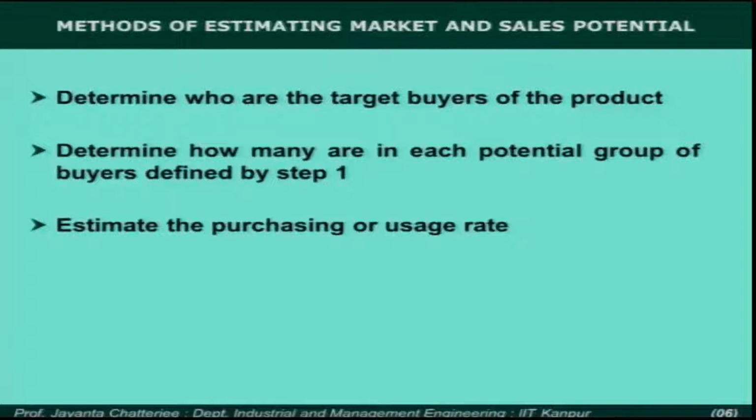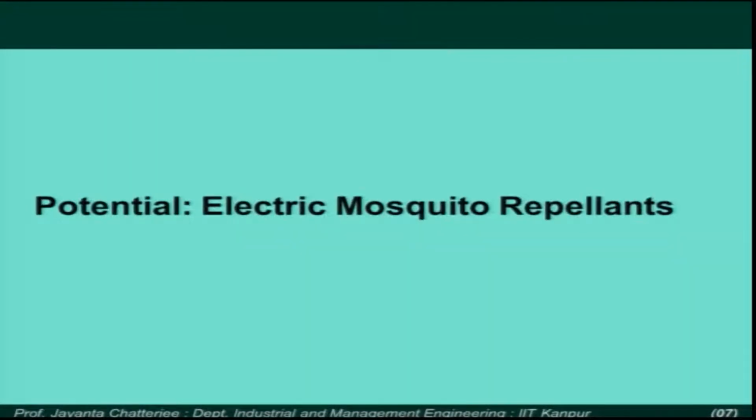But the third point here is that you have to determine not only the number of people who will buy, but also their usage rate. Let us apply these principles to an example, say an electric mosquito repellent. So you need to find your initial estimate. Now you have to use some amount of common sense and available data.